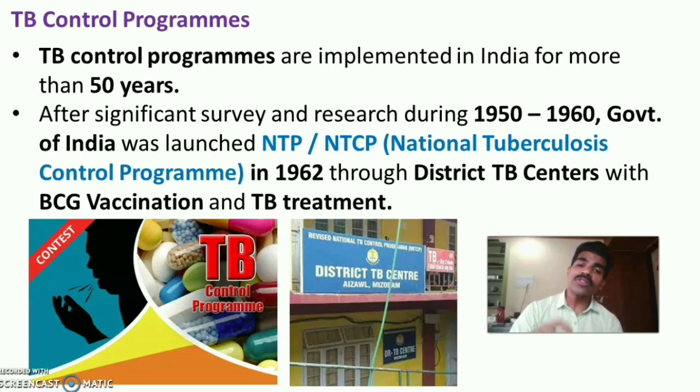So to control tuberculosis in our country, the government of India, after a long survey and research between 1950 and 1960, started the first national TB control program, the NTP or NTCP, in 1962. The services were rendered through district TB centers with BCG vaccination and short course TB treatment.